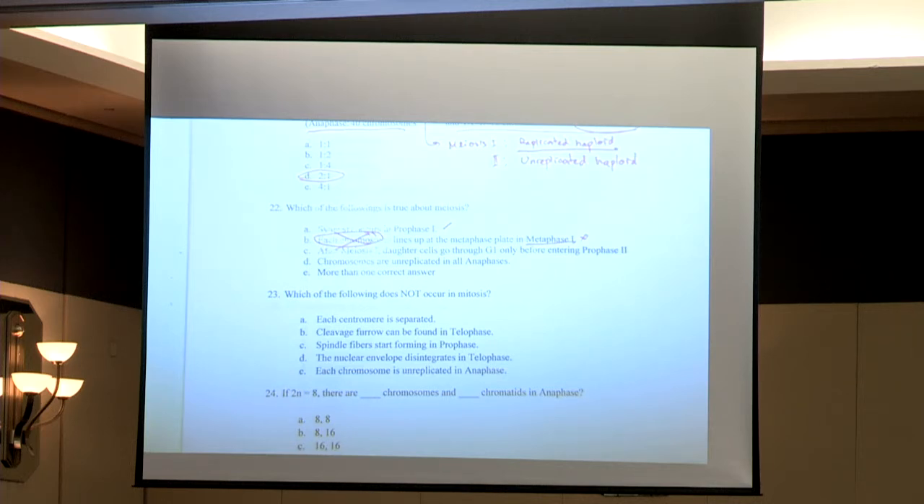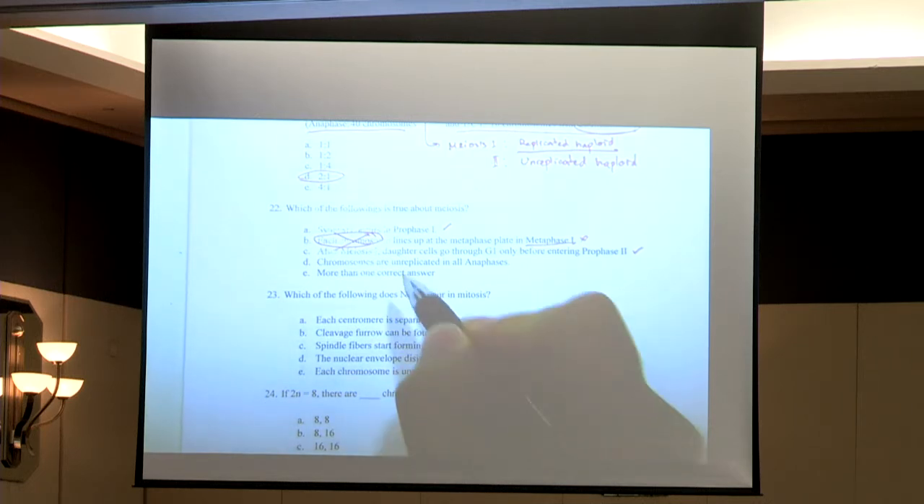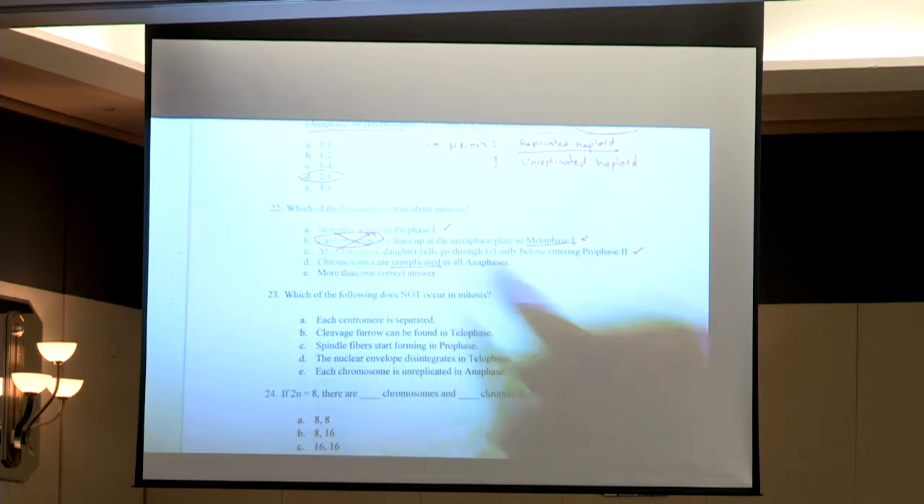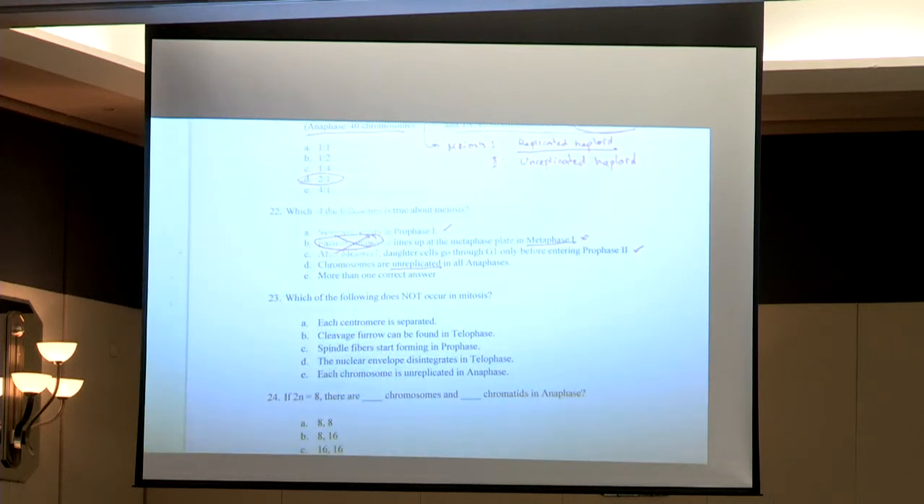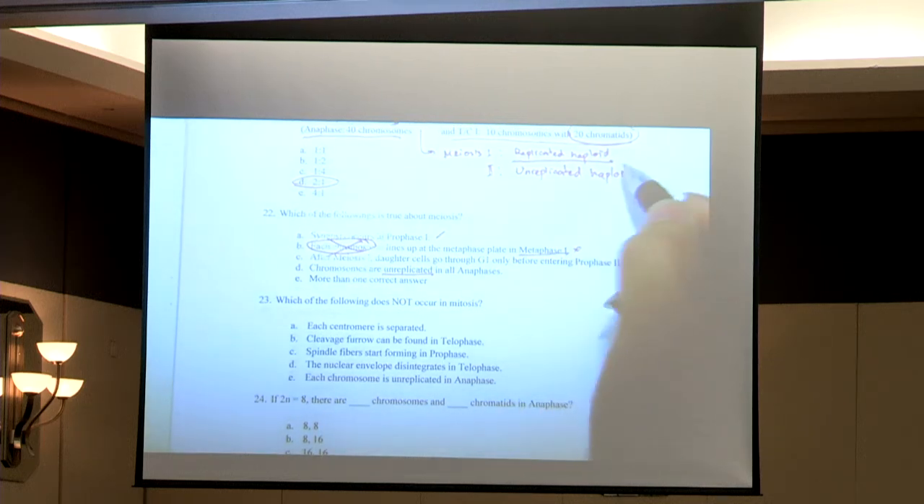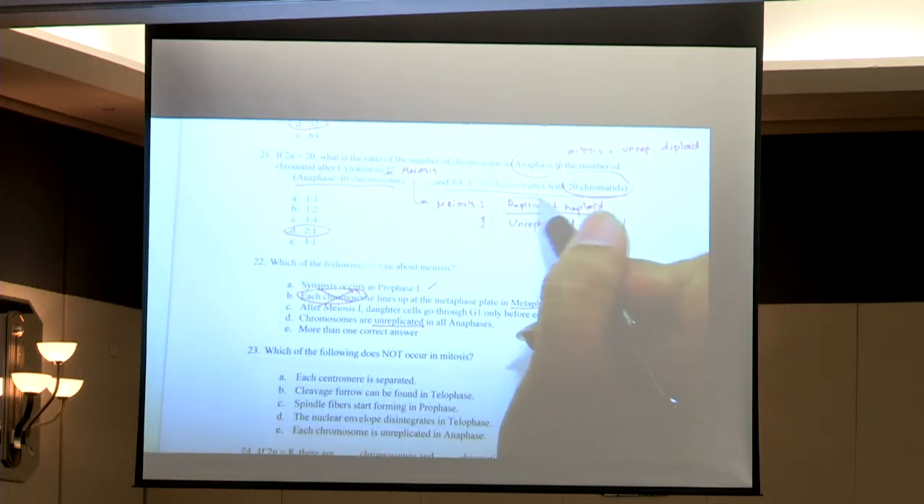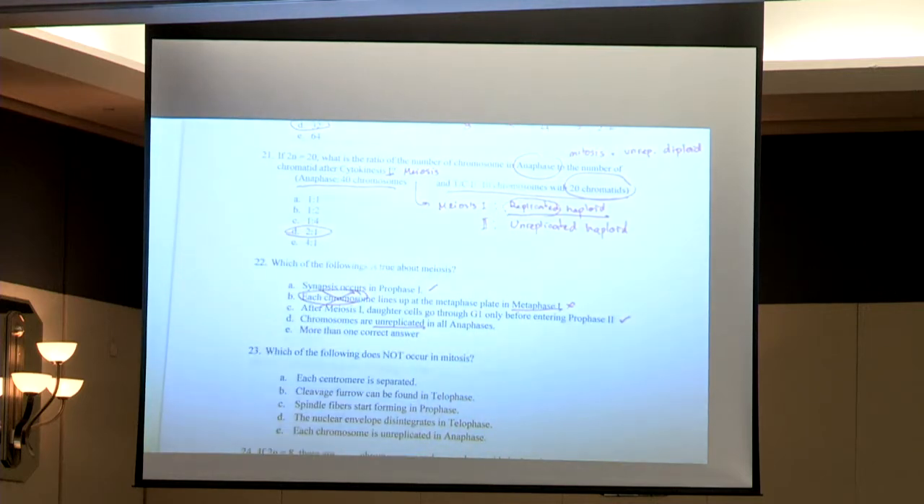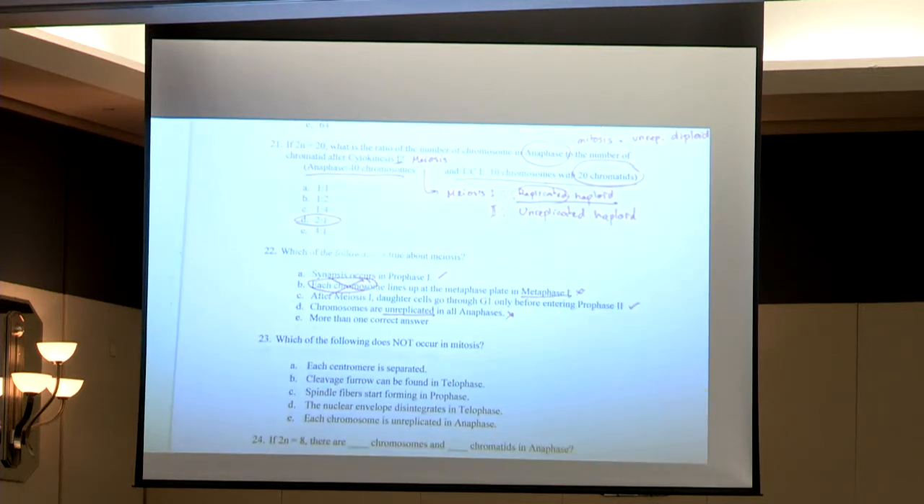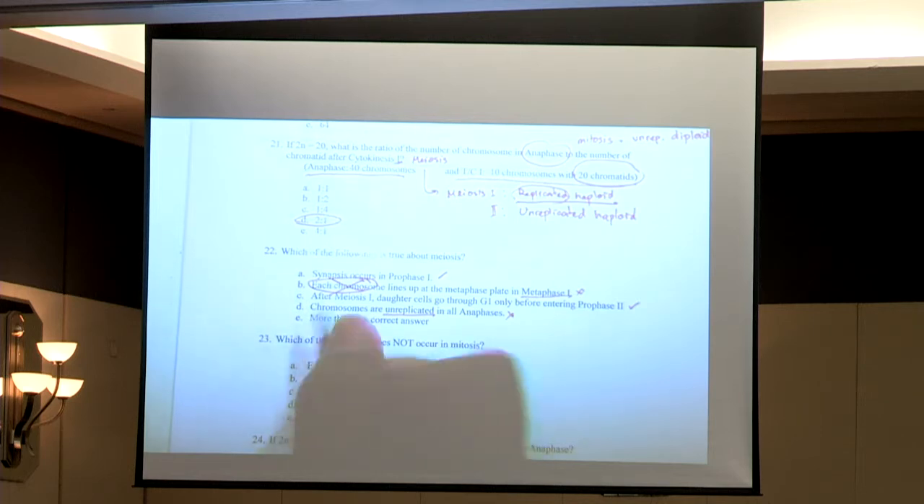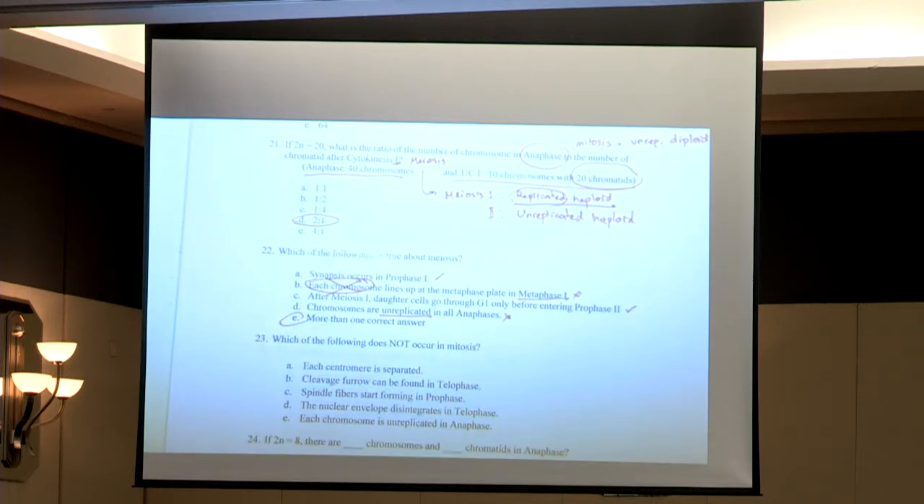After meiosis 1, a daughter cell goes through G1 only before entering prophase 2. That's correct, right? Chromosomes are replicated in all anaphases. Is that true, all anaphases? They are unreplicated in anaphase of meiosis 2. We just know from up here that it's replicated in meiosis 1. So that one is also incorrect. So the answer would be more than one answer for this one.